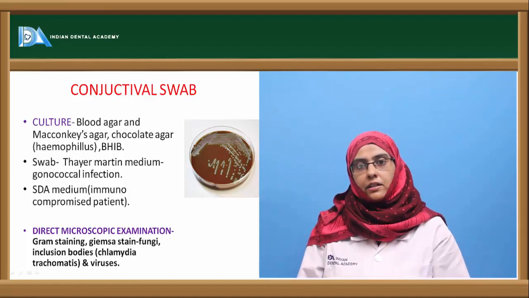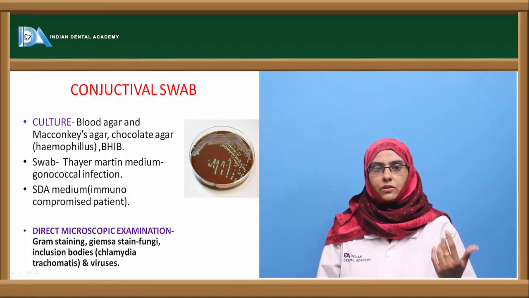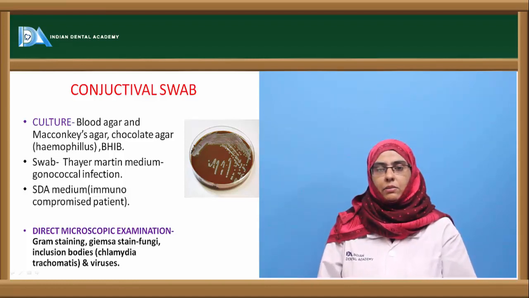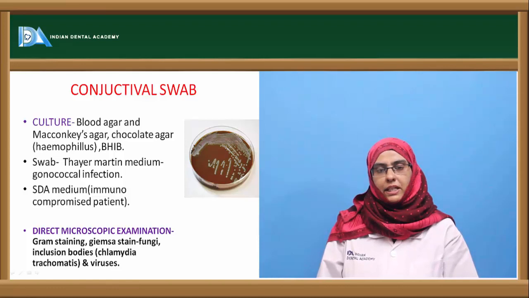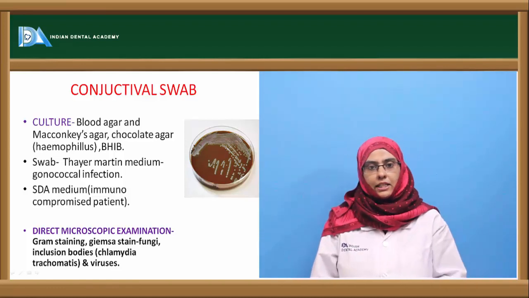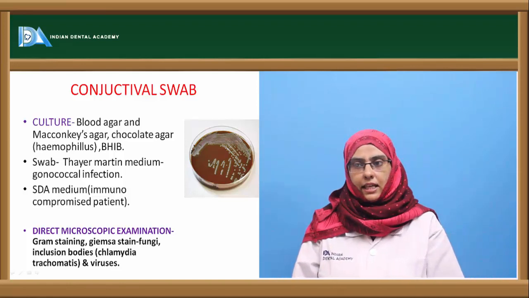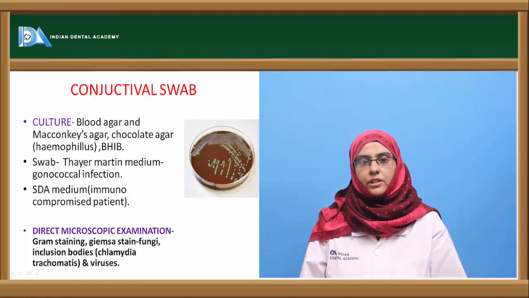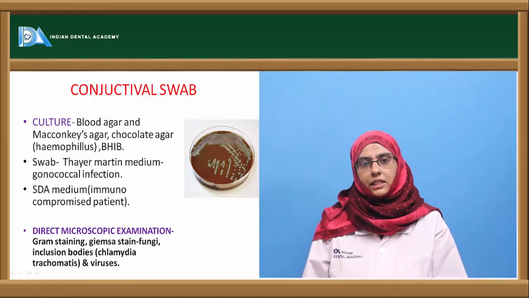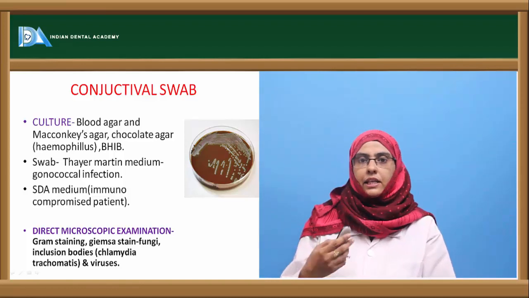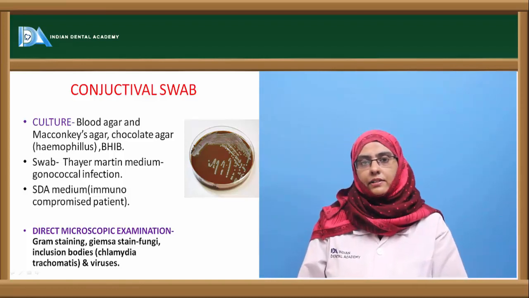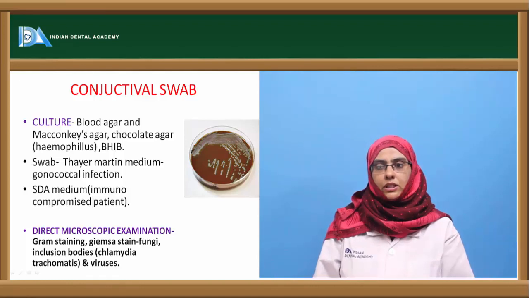Then go for identification of the organism associated with the eye, which is the gonococcal infection caused by Neisseria gonorrhoeae. In that case, you have to inoculate onto a specific medium called Thayer-Martin medium for identification of gonococcus, that is Neisseria gonorrhoeae. And if there is any suspicion of fungal infection, then inoculate onto Sabouraud agar.